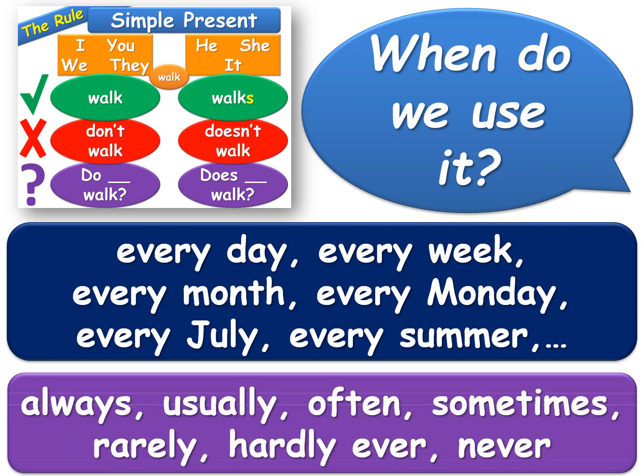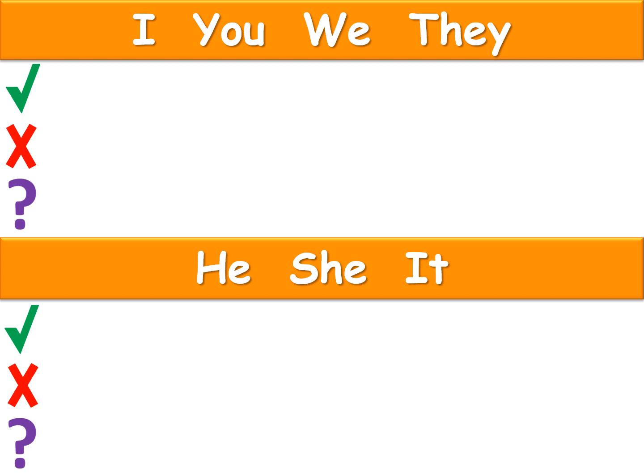Now we also have these words. These are adverbs of frequency. So whenever we're talking about something we always do, we need to use the simple present rule. So, I always walk to school. But if we're talking about he, she, it, we would say she always walks to school. So with every day, every week, and these adverbs of frequency, that's when we use the simple present tense. And I'll give you some examples now.